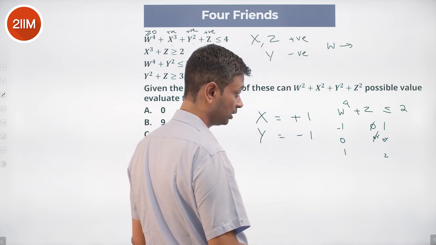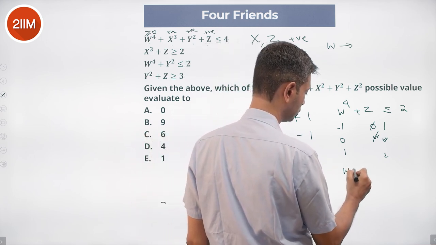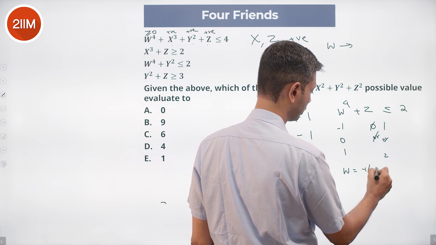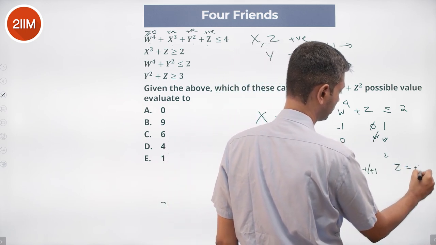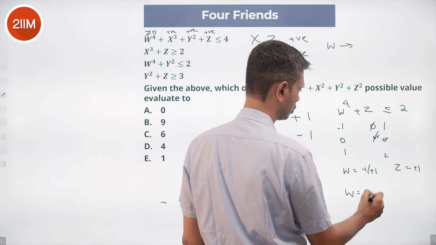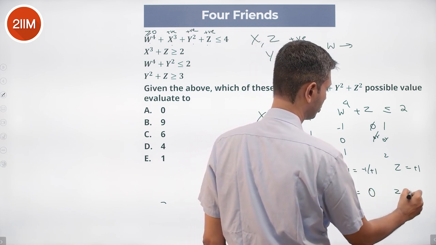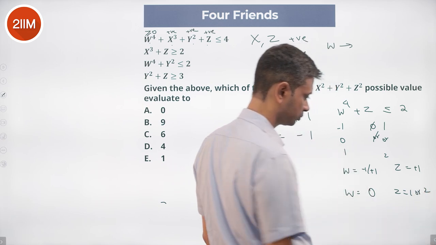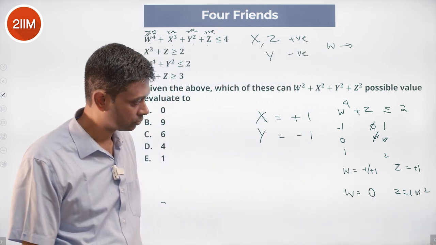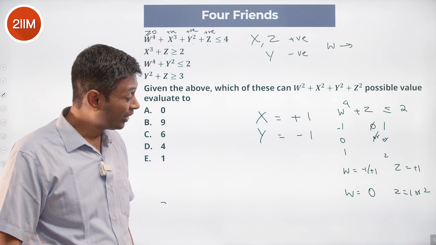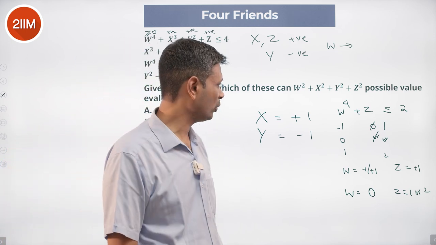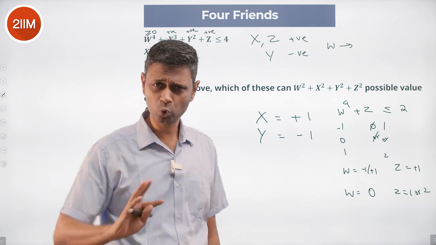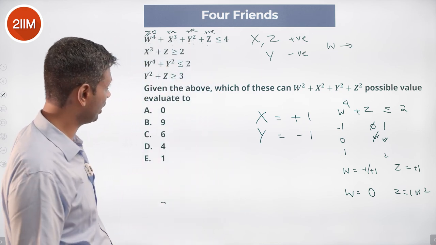More specifically, W could be minus 1 or plus 1, in which case Z has to be plus 1, or W could be 0, in which case Z could be 1 or 2. Nice. But we know X is 1, Y is minus 1. Super. Let's use equation where X and Y are present.